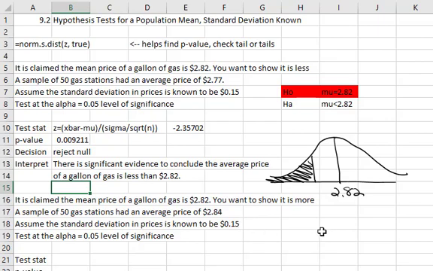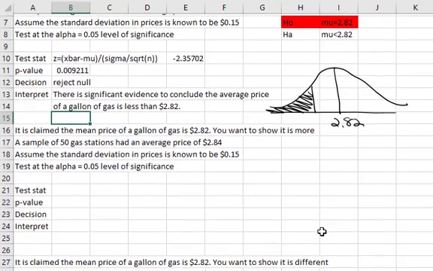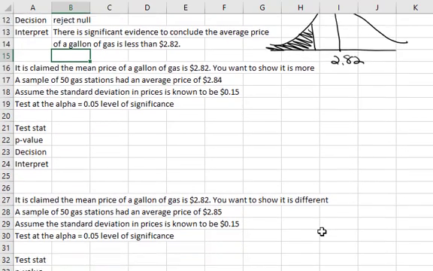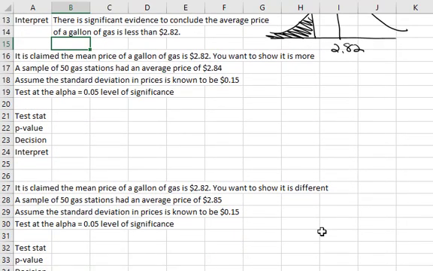Let's take a look at another example that isn't a left tail test, but it's a different tail. In this next example, it's claimed again that the mean price of a gallon of gas is $2.82, and we want to show that it is more this time. So now our null hypothesis is still that mu is equal to 2.82, but our alternative hypothesis, we're trying to prove that the average is this time greater than 2.82.